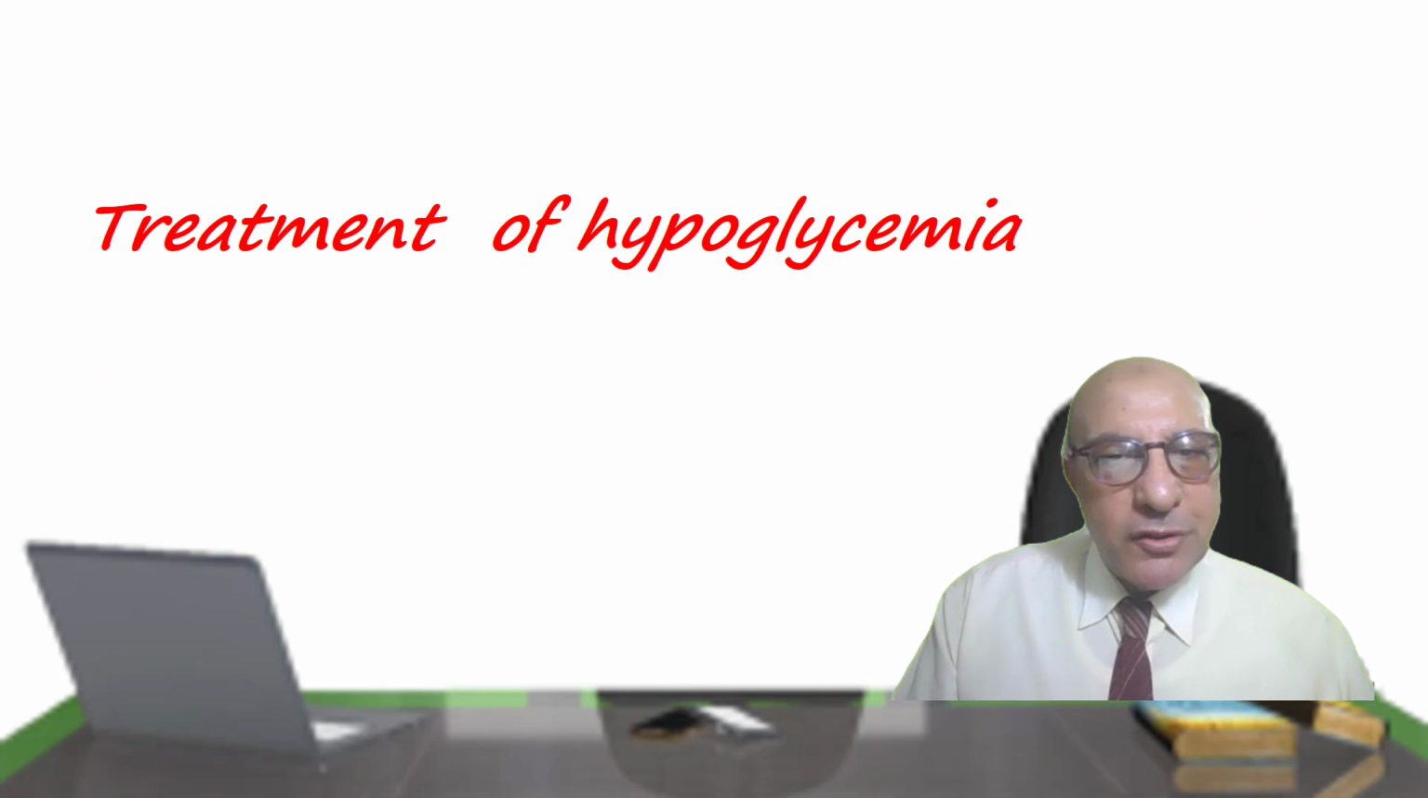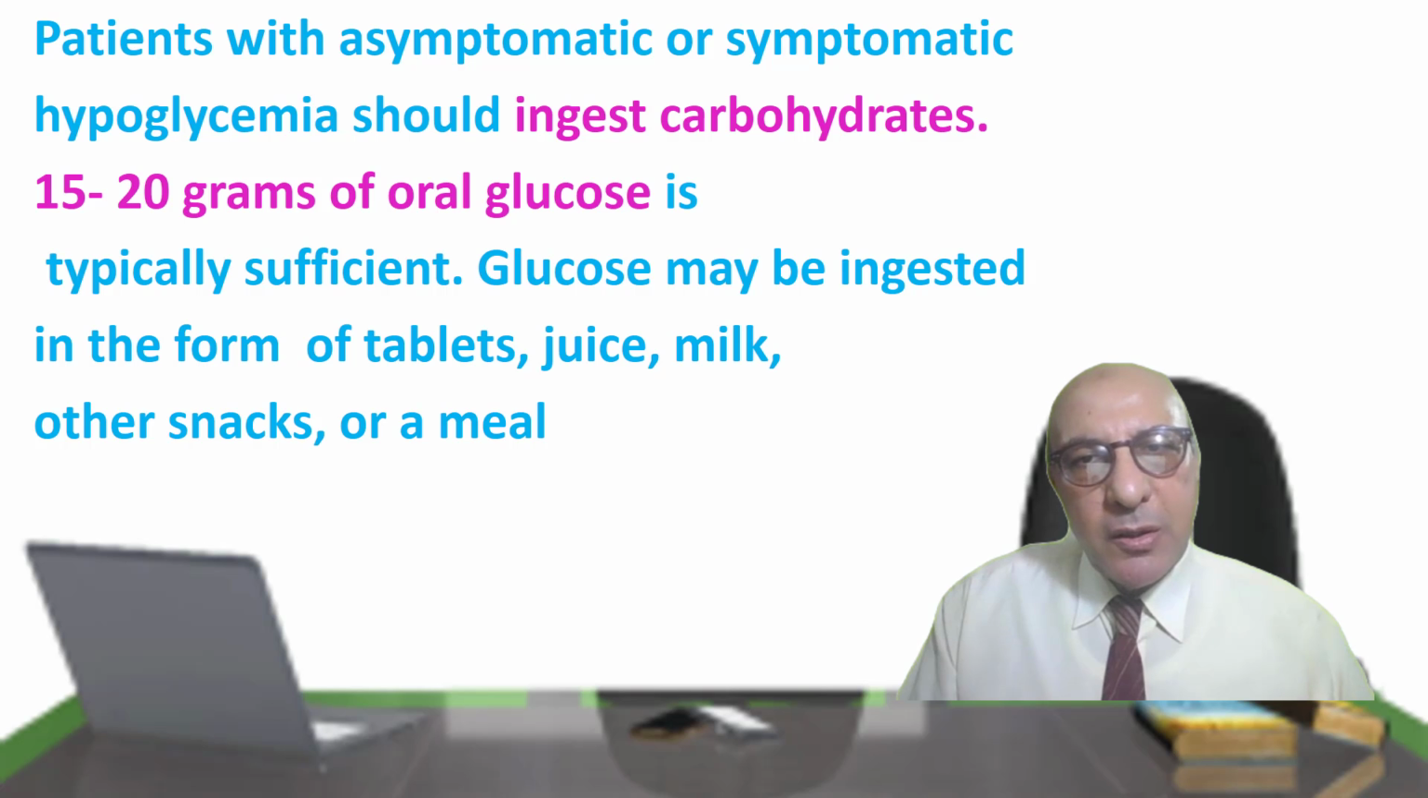Now, what about the actual treatment of hypoglycemia? A patient with asymptomatic or symptomatic hypoglycemia should ingest carbohydrates. 15 to 20 grams of oral glucose is typically sufficient. Glucose may be ingested in the form of tablets, juice, milk, or other snacks, or by taking a full meal. Here, actually, when there is hypoglycemia, there is no point in too strict control. It should be corrected first.